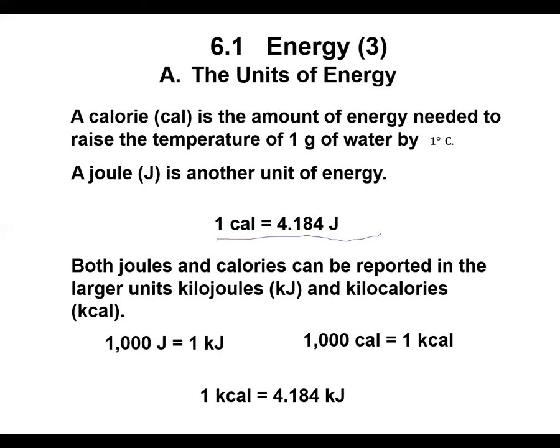Also, common units of both calories and joules are kilocalories and kilojoules. A kilojoule or a kilocalorie is just the metric conversion of 1,000. So there's 1,000 joules in a kilojoule, and 1,000 calories in a kilocalorie. Those 4 units are ones that you see a lot in chemistry. As you continue on, you'll see more of the joules and the kilojoules; those are the units you'll see most often when we talk about energy.